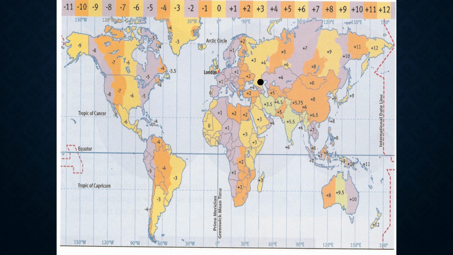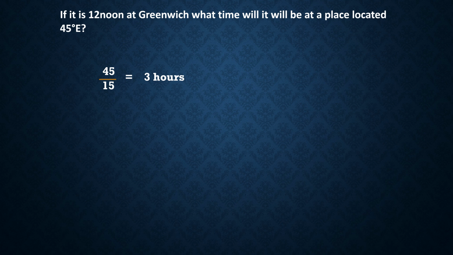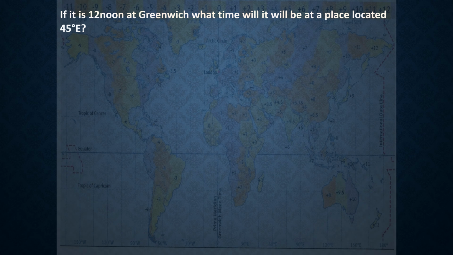So here is our place located at 45 degrees. And as you can see, 45 degrees is east of 15 degrees, or should I say east of Greenwich. Therefore, do we add or do we subtract? We're going east. So going east means that we're going to gain time. And if we're gaining time, it means we're going to have to add to the time that we have. Therefore, it will be 12 plus 3, which will be equal to 3 p.m. And that is our time, east of Greenwich, at a place located 45 degrees east.